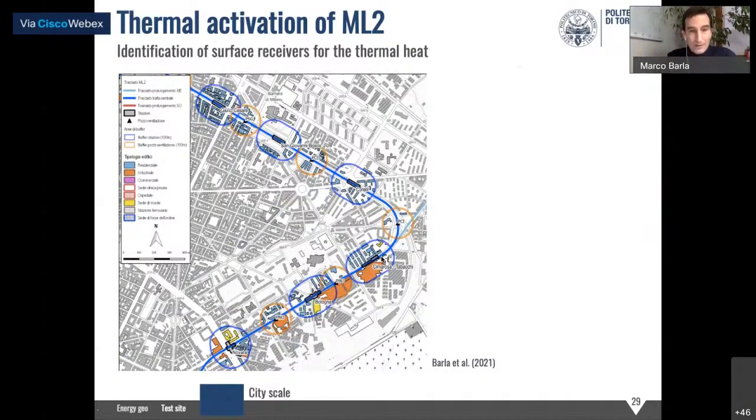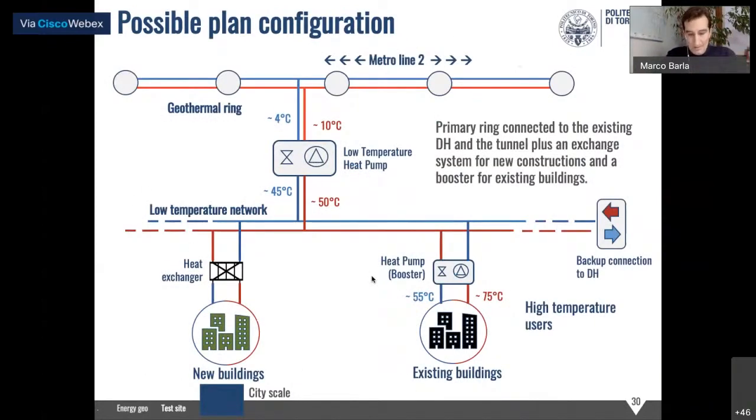And the final step was that of identifying the receivers. So what can we do with that energy? So we went there and we were looking in buffer zones around the areas where we had the direct connection to the surface, stations and shafts, as I said. What was there? What kind of buildings would we find on the surface? Can we use the heat for those buildings? And this work took quite some time, and it was also done in collaboration with the owner of the district heating system in the city of Torino.